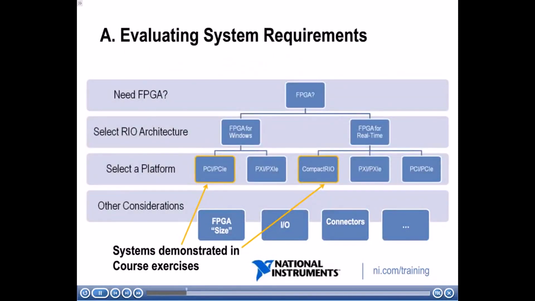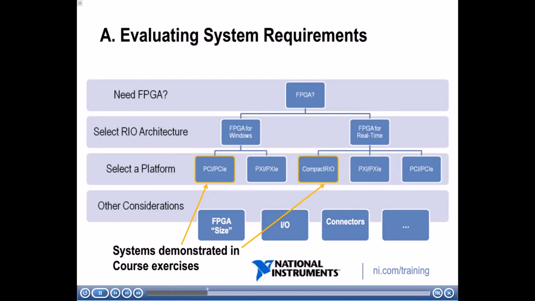So here we are evaluating our system requirements. This is an overview slide, and we'll talk more about each of these in the coming slides. First of all, you need to determine, do you need FPGA? Do you need the reconfigurability and the speeds that are offered by FPGA? If yes, then the next thing you need to do is to select the RIO architecture. You can either do FPGA for Windows or FPGA for real-time.